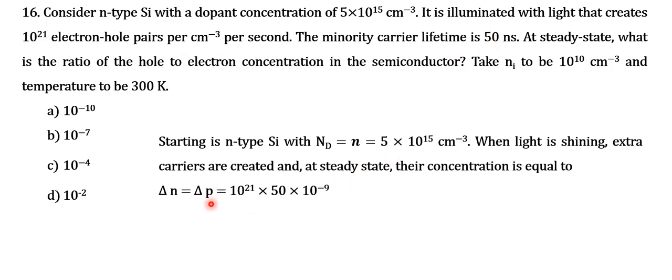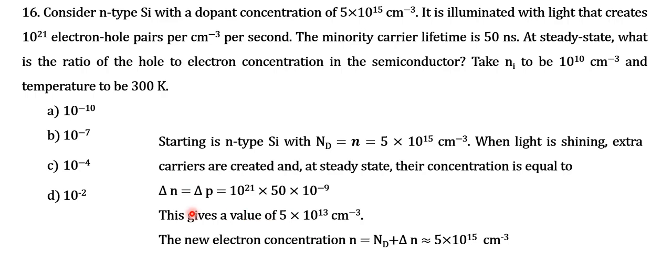That will become, if we multiply 5 into 10 power 13, that is delta P. Your new number of carriers generated is 10 power 21 into 50 into 10 power minus 9. That is 5 into 10 power 13, the excess carriers that are generated. So new electron concentration will be initially what was there, 5 into 10 power 15 plus the delta N. That is 5 into 10 power 15 plus 5 into 10 power 30. It will be approximately equal to 5 into 10 power 15 if you add.